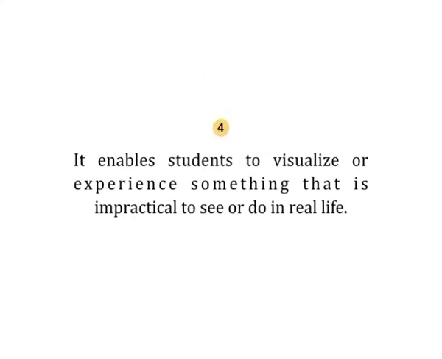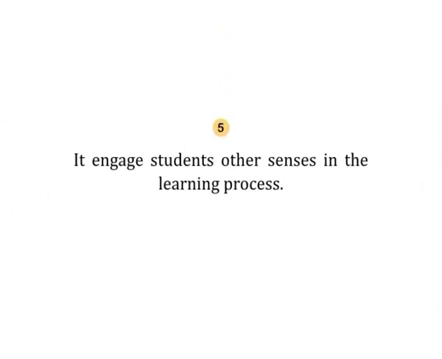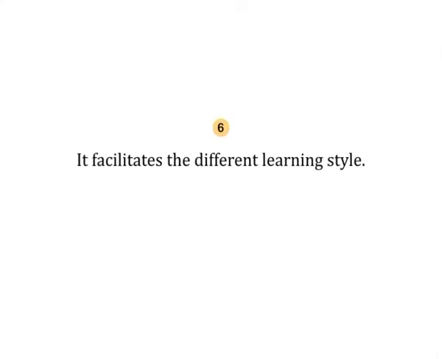Number 3, it signals what is important or essential. Number 4, it enables students to visualize or experience something that is impractical to see or do in real life. Number 5, it engages students' other senses in the learning process. Then we have number 6, it facilitates different learning styles.